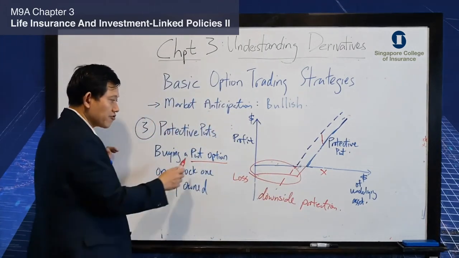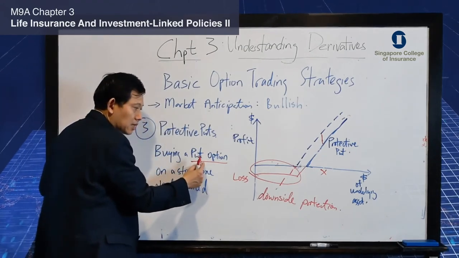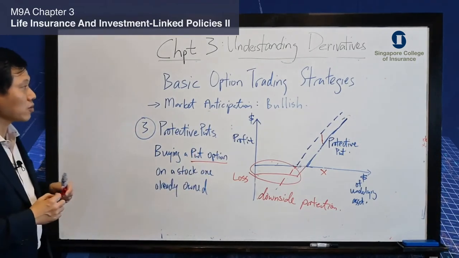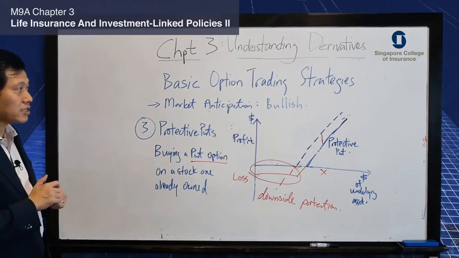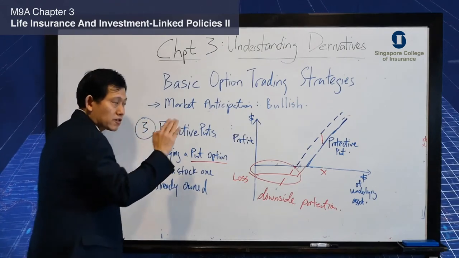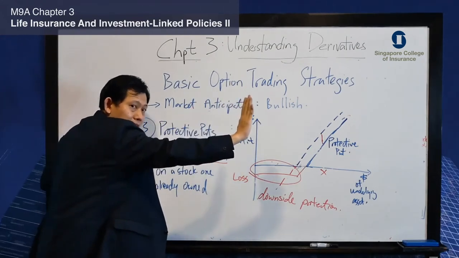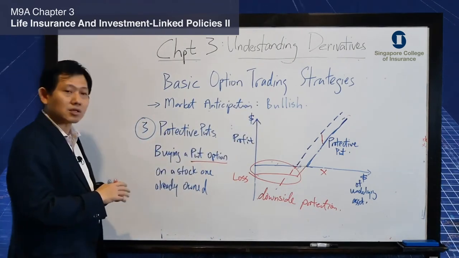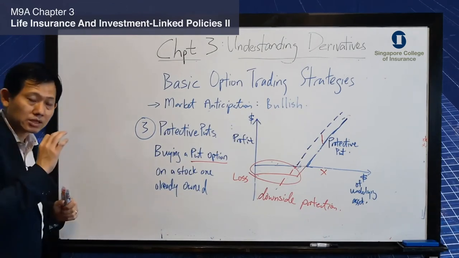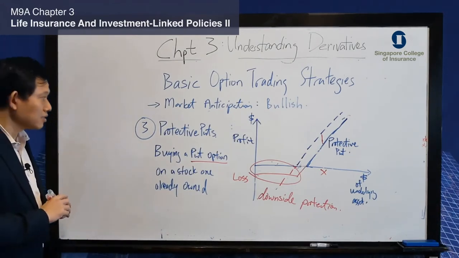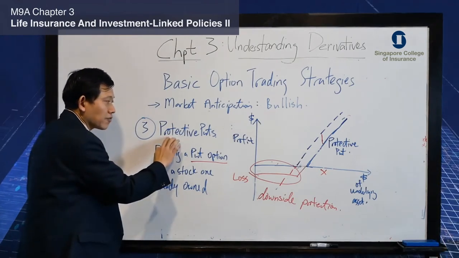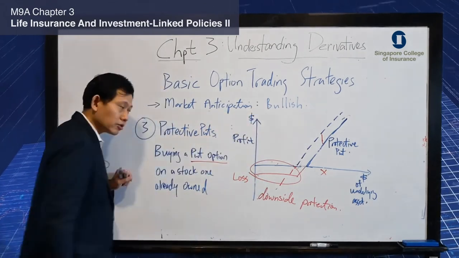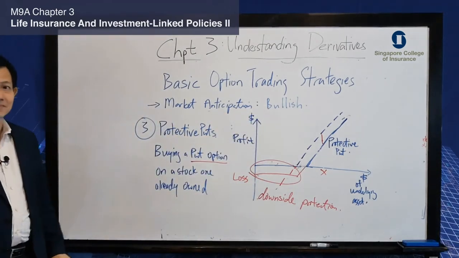Because you already instituted a potential buyer when the market declines. Therefore, this is a very conservative strategy, in anticipation that the market is going to rise, but just in case you got it wrong, you want to have some sort of downside protection. This is an example of a protective put under a bullish market condition of your anticipation.